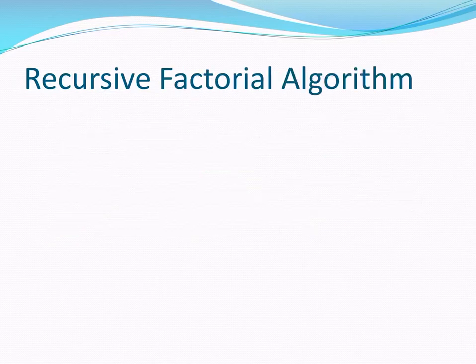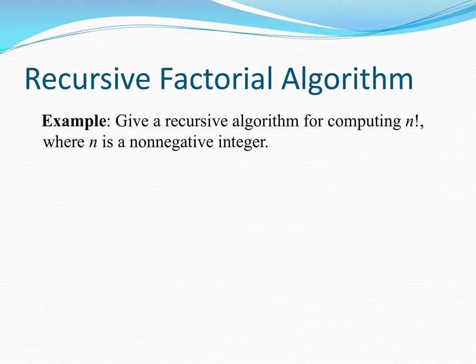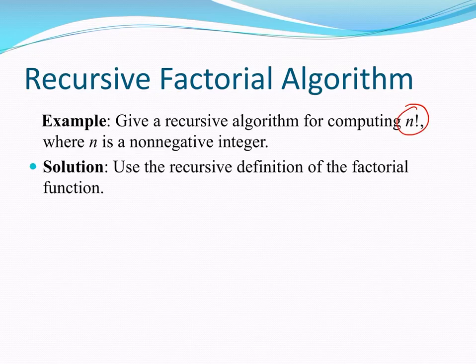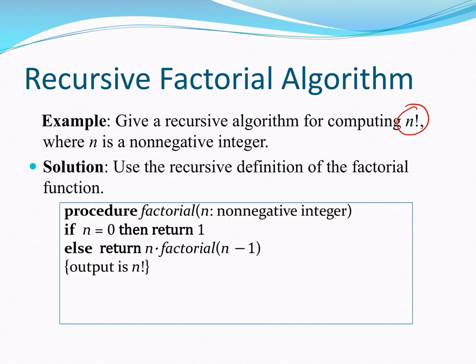Let's look at an example of one, a recursive factorial algorithm. So I want a recursive algorithm for computing n factorial, where n is a non-negative integer. And we'll use the recursive definition of a factorial. It is seen in chapter 2 if you want to take a look at it. And we can write it as a procedure.